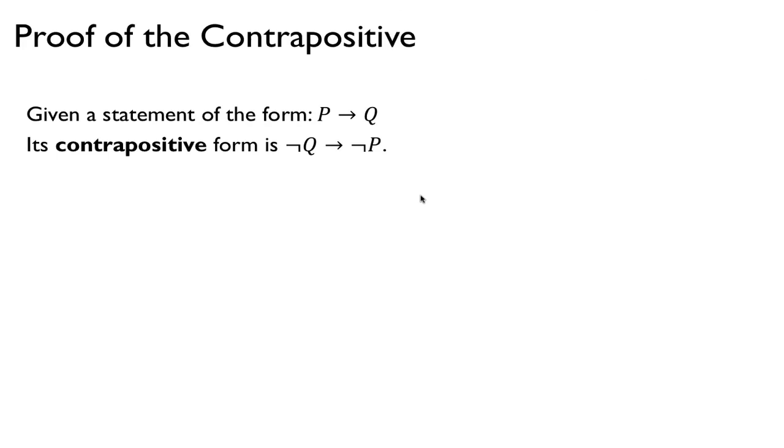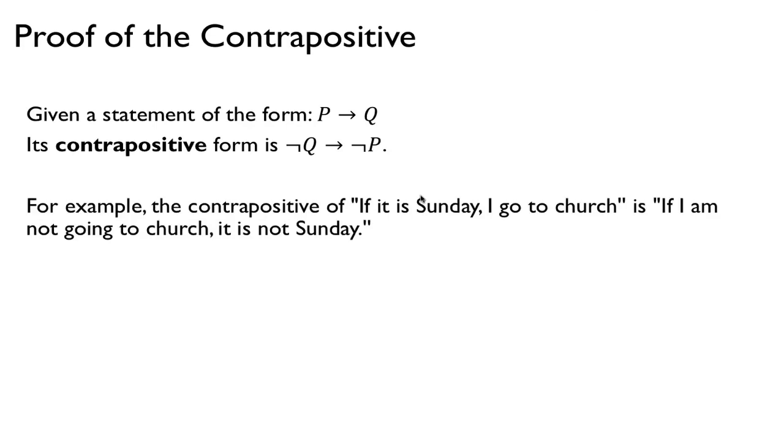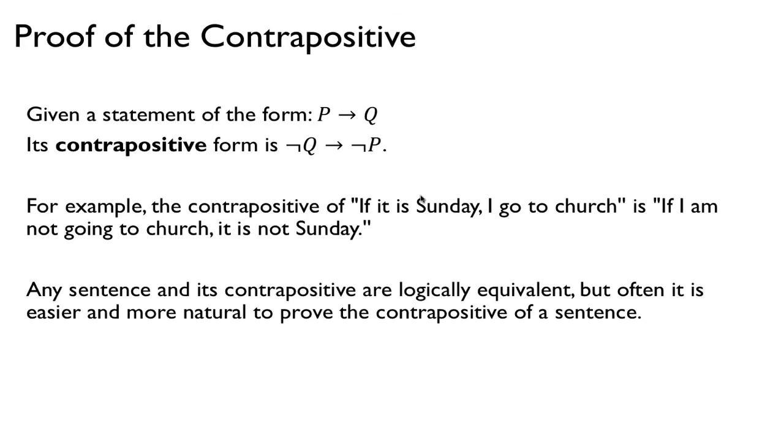So here's the proof of the contrapositive. If you have a statement P implies Q and you want to prove it, the contrapositive form is not Q implies not P. For example, if it's Sunday, I go to church; the contrapositive is if I'm not going to church, then it is not Sunday. And we saw earlier in the lecture that any sentence and its contrapositive are equivalent. In other words, they have the same truth table, and so sometimes it's easier to prove the contrapositive than it is to prove the original statement.